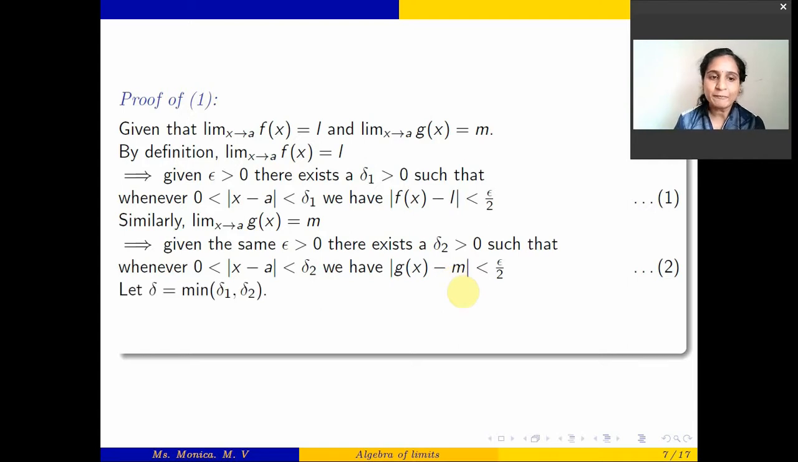So, what I am doing is I will take delta equal to the minimum of delta 1 and delta 2. If I take a simple example, I will call this delta 1 as, say, I take a number as 2.